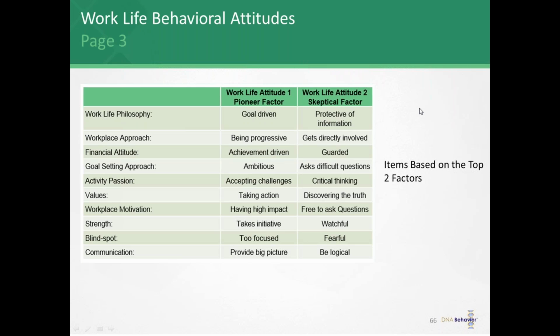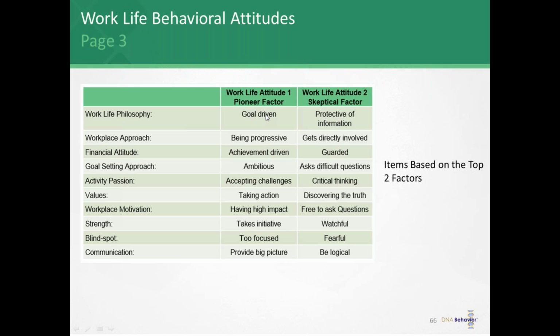In this table here is the work-life behavioural attitudes, which is built on the person's two strongest behavioural factors. There's the pioneering factor and the skeptical factor. What we can see here is the person's philosophy, workplace approach, financial attitude, goal-setting approach, activity, passions, values, workplace motivations, their strength, blind spots, and the communication. Then there's a phrase here for each of the two factors.